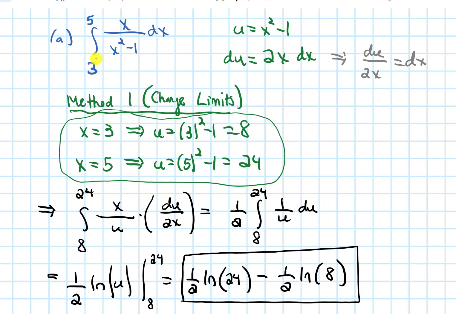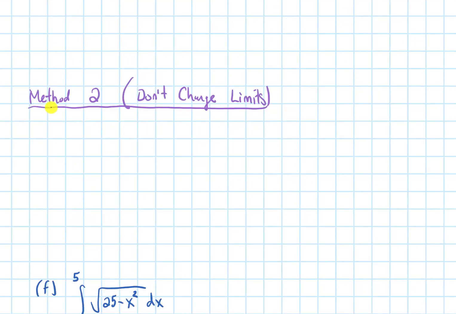Okay, so there's one other way we could handle u-sub questions with these limits of integration, so I want to review that as well. Method 2 is going to involve not changing our limits. We won't change the limits.